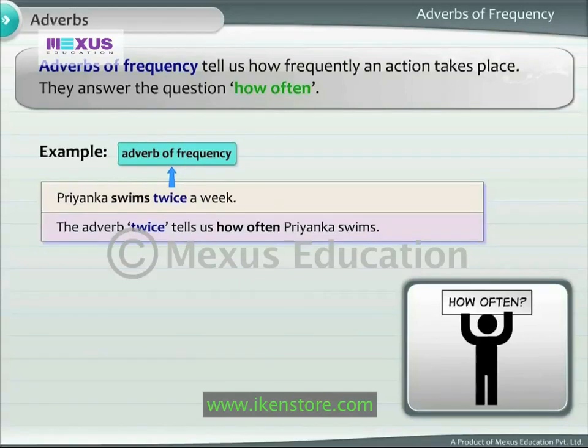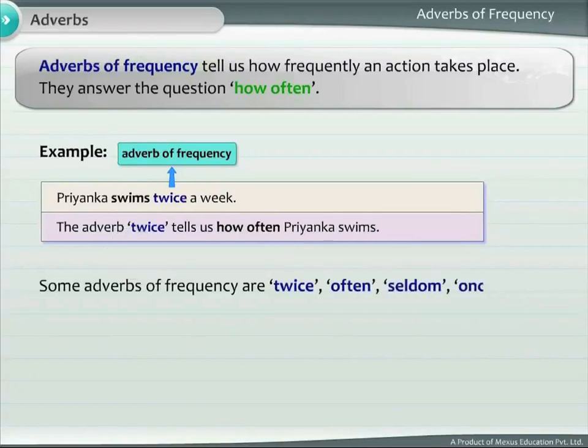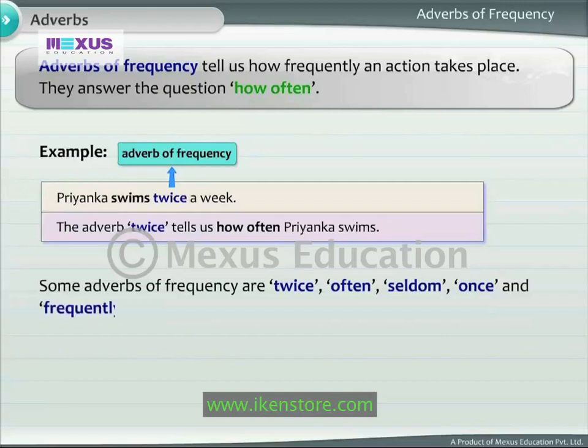It is easy to confuse adverbs of frequency with adverbs of time. Remember, adverbs of time answer the question when, but adverbs of frequency answer the question how often. Some other adverbs of frequency are twice, often, seldom, once, and frequently.